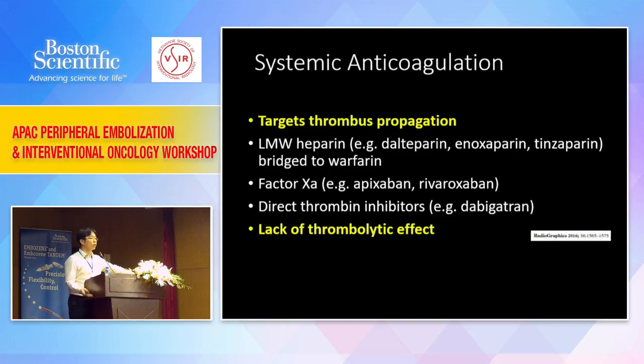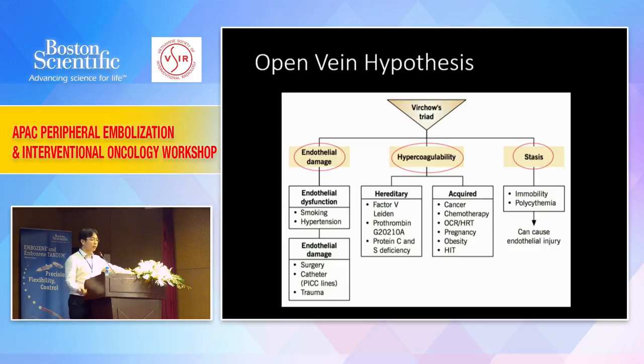Systemic anticoagulation is something that the hematologist, of course, loves to use with all kinds of drugs, which I cannot pronounce, and I have no intention to. They basically target thrombus propagation and not thrombolysis. So basically that would mean that they prevent the blood clot from getting worse, but the underlying blood clot needs to be chewed up by your white blood cells.